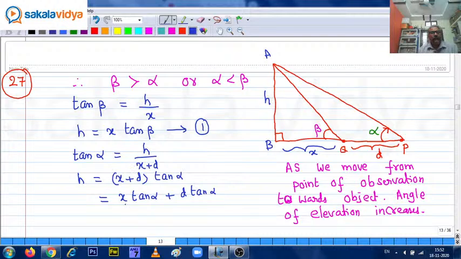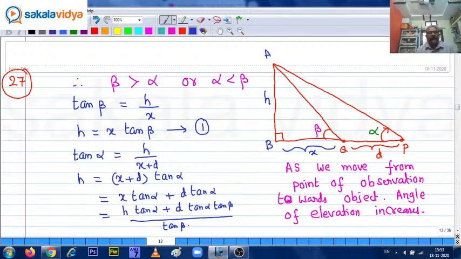So in the place of x, let us substitute now. Here we can substitute x is equal to h by tan beta. So that means h tan alpha by tan beta equals d tan alpha, and the whole thing is divided by tan beta.